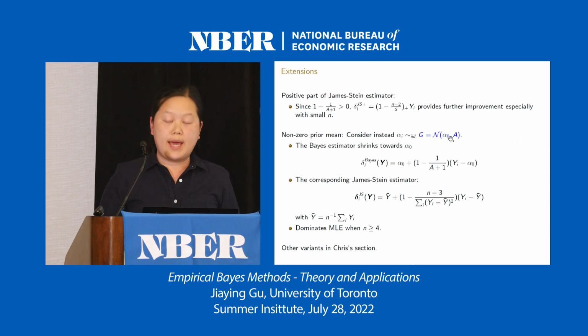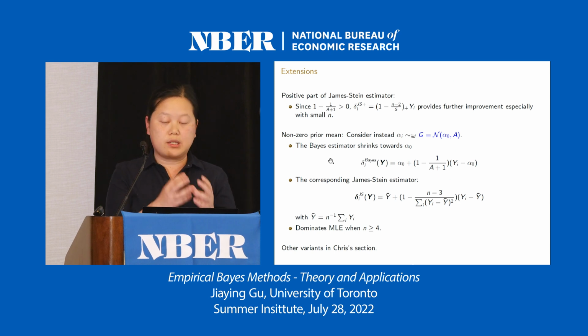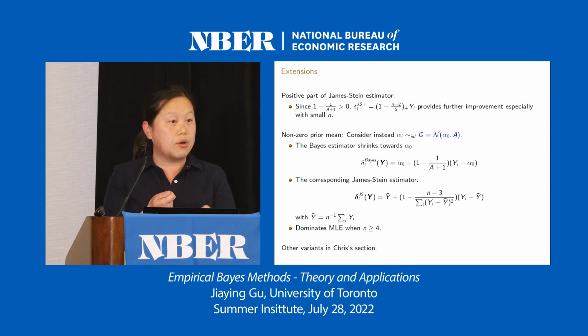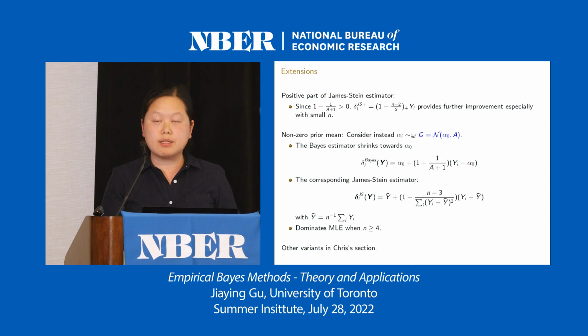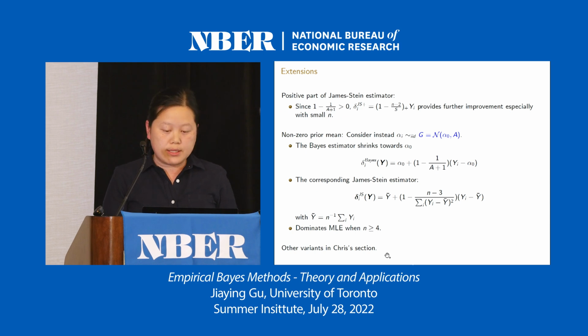Then the optimal Bayes estimator is going to shrink the individual yi towards that common prior mean, alpha 0, and the corresponding James-Stein estimator is basically replacing the unknown pieces in the prior, in our case alpha 0 and A, with their sample counterparts. And it's easy to show that this estimator, again, would dominate the maximum likelihood estimator in terms of compound risk when n is greater than or equal to 4.